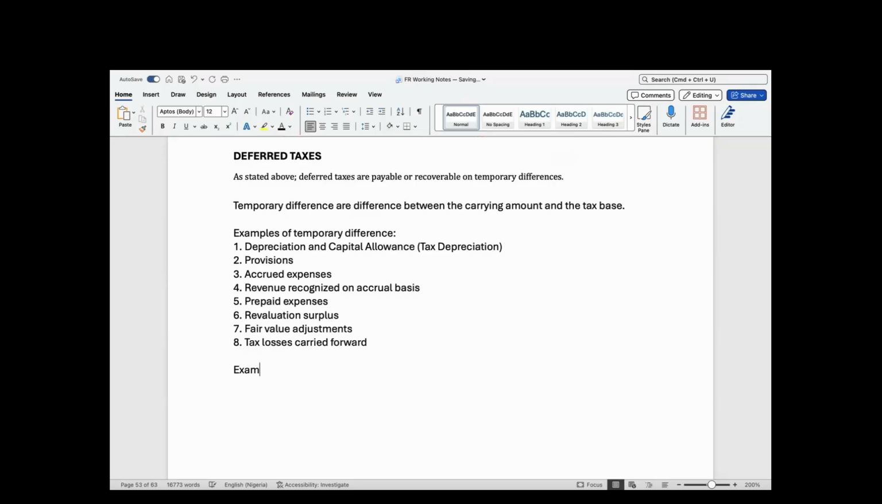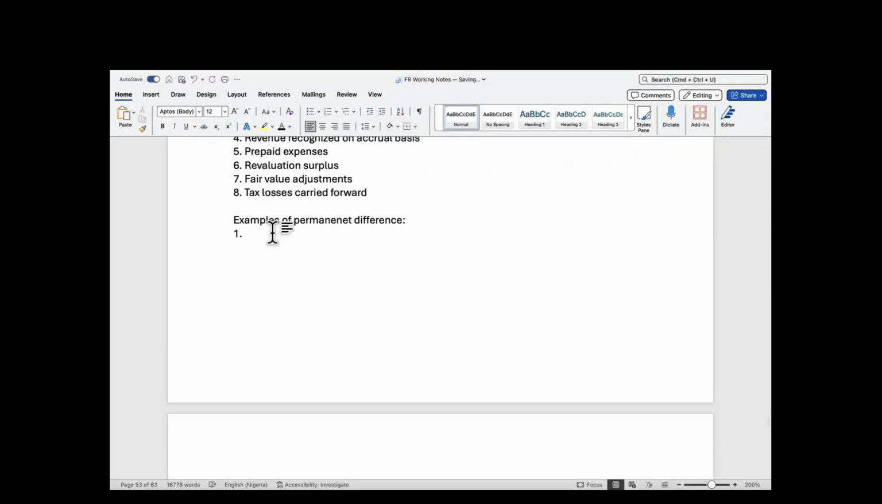Now, having mentioned that, you need to be able to distinguish it from examples of permanent difference, because the temporary differences are the ones that we will recognize deferred tax on. But permanent differences have no tax implication. Examples are items that the taxman will permanently disallow. It's not because maybe you have not paid it or you have not earned it. This one, they would permanently disallow it.